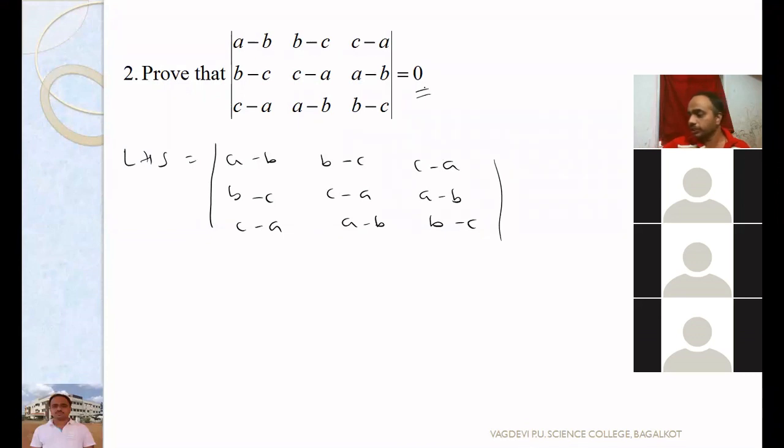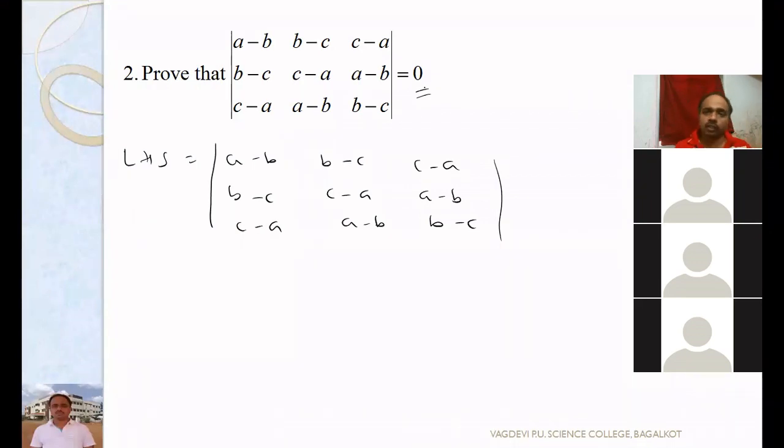When did I say it becomes 0? When two rows are identical. But here two rows are not identical, and we cannot make them identical either. You can try it yourself: do C1 plus C2 and see, it will not become the same. Then how to do this? You can make two rows or two columns identical.